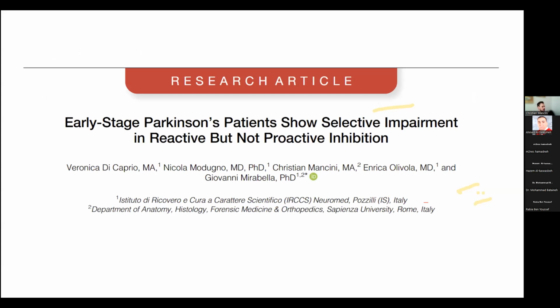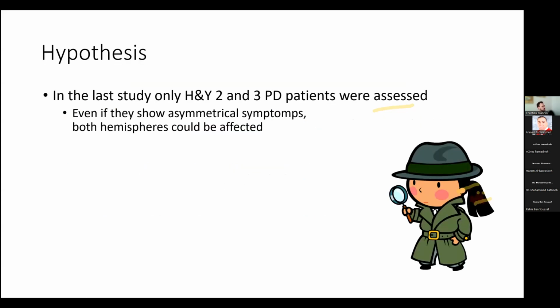Okay, now this is the last paper that I will present, and it's the continuation of the paper that I just told you about, but we made more or less the same experiments using early stage Parkinson's disease patients. In the last study, we used patients in the Hoehn-Yahr stage 2 and 3, meaning patients that are advanced in their pathology.